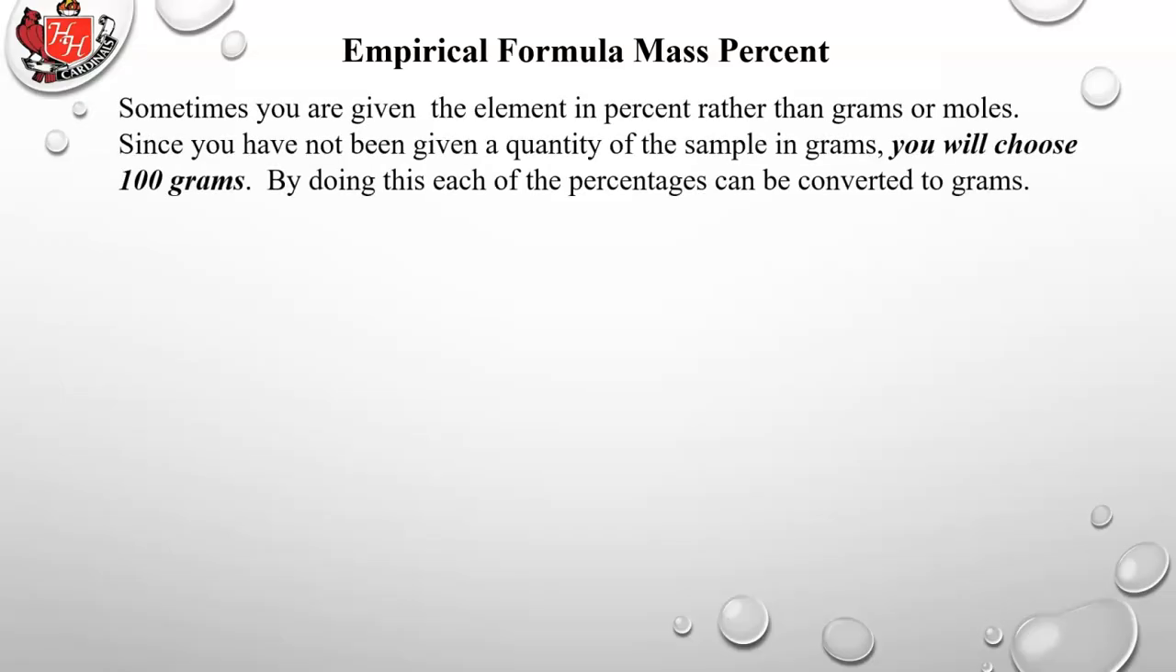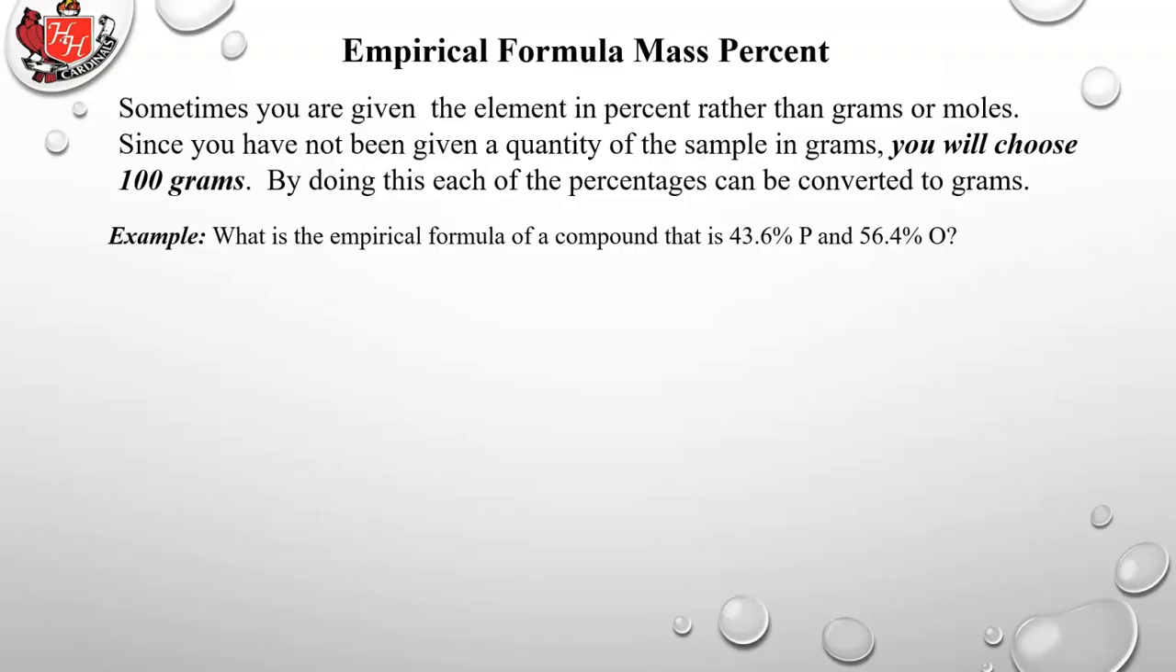Okay, so sometimes you're given the element in percent rather than grams or moles. Since you have not been given a quantity of the sample in grams, you will choose 100 grams. That's just it. You're going to choose 100 grams always. By doing this, each of the percentages can be converted to grams.